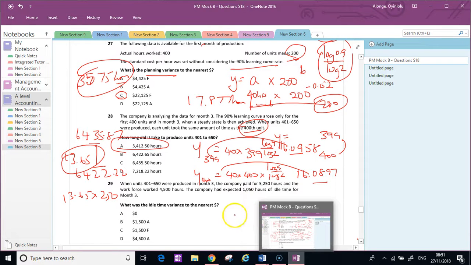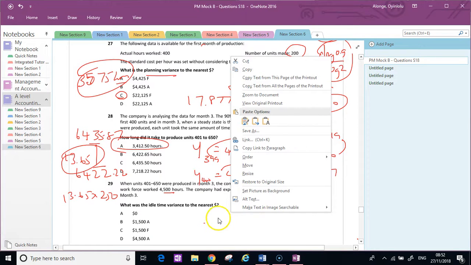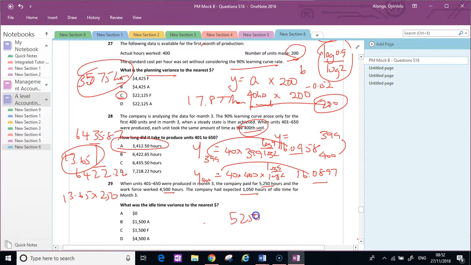Let's look at the next one. This is idle time. I thought this was a pretty good question, personally. They tell you that you had paid for this, and they had only worked this. I mean, it's not absurd. You had expected an idle time of 1050. So you paid for 5250, and they worked 4500. Actual idle time was 5250 minus 4,400, which is 750. That was actual idle time, and you expected idle time of 1050.